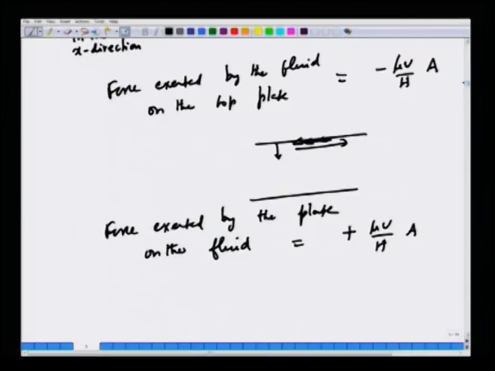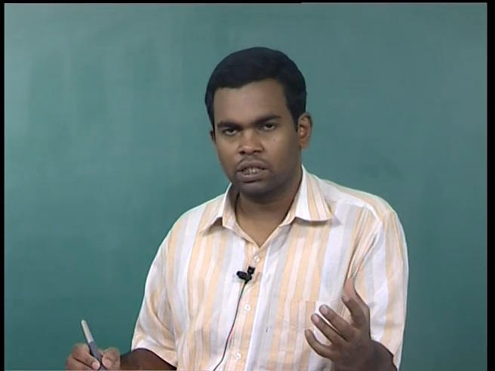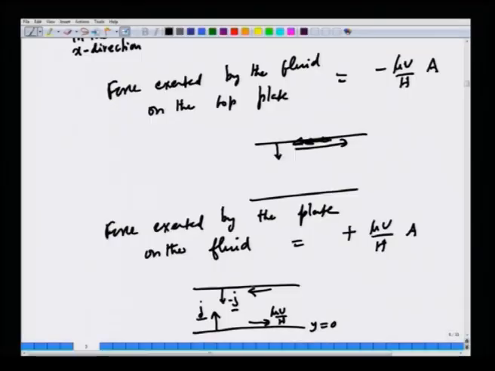What is important is that suppose we were to ask what is the force exerted by the fluid on the bottom plate, which is at y equal to 0. The unit outward normal to the bottom plate is in the plus y direction. The stress will be mu u divided by h in the plus x direction. But if you look at the top plate, the unit outward normal is in the minus j direction. So, the fluid will try to retard. This is the viscous drag that is exerted by the fluid on the plate.